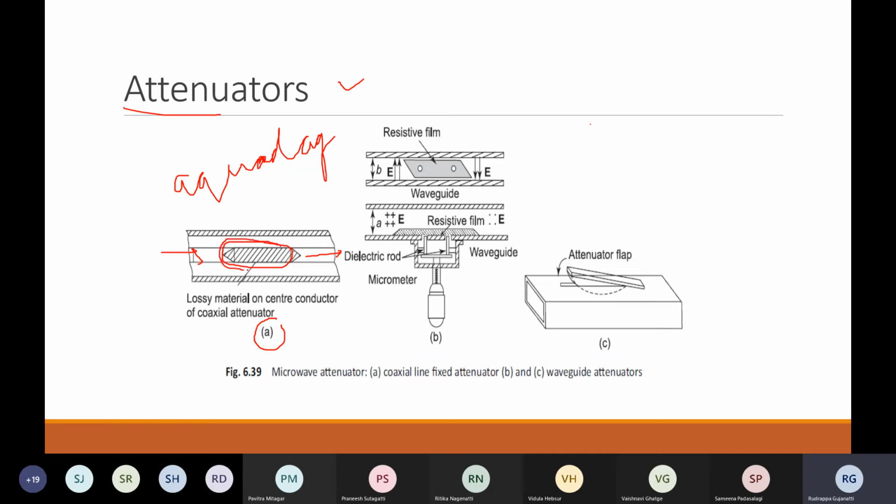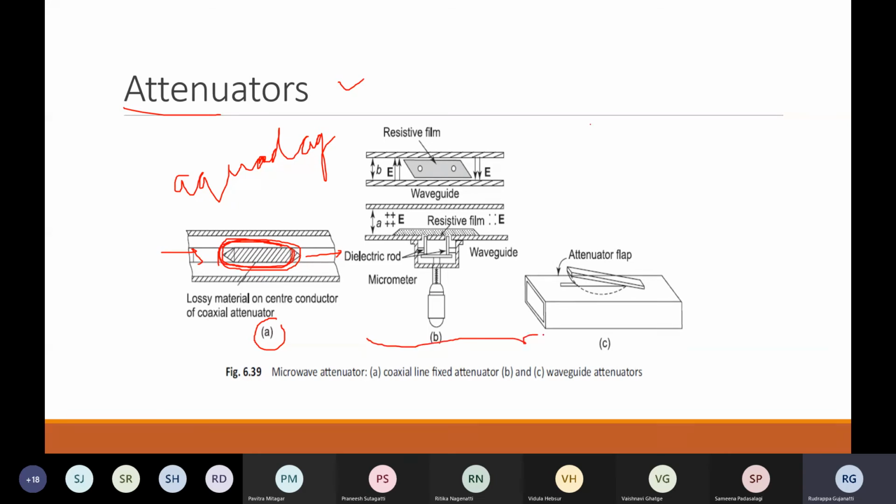Now in this case, this element is fixed at one point. Say on the wall of the waveguide, you can fix it. So once it is fixed, it will provide you a fixed attenuation.